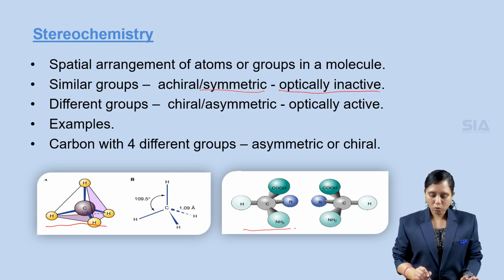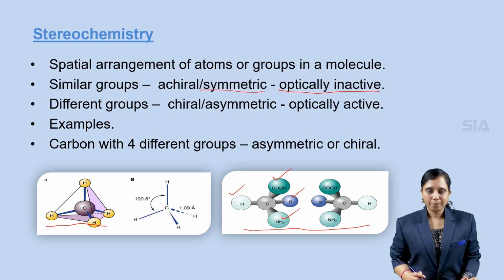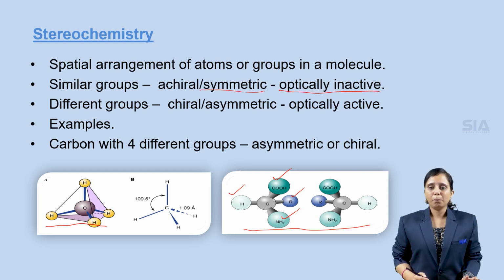If there are different groups, like in this example, this is the general formula of an amino acid. There are 4 different groups present here which give asymmetric nature to that molecule. So they are called chiral molecules and they are optically active. There are many examples of optically active compounds like amino acids, carbohydrates, etc.